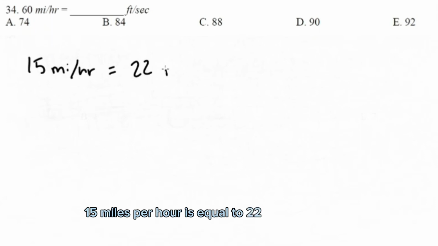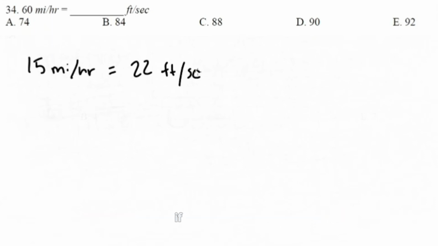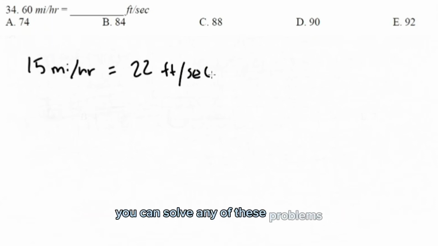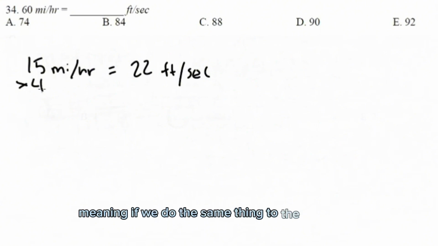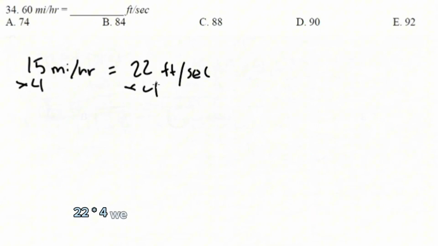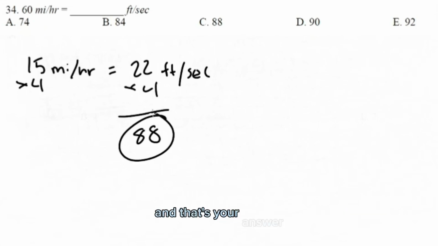Alright, so we can see that there's 60 miles per hour here. So when you're converting from miles per hour to feet per second, there's something very crucial that you need to know. 15 miles per hour is equal to 22 feet per second. If you know this, you can solve any of these problems. Alright, so 60 miles per hour. 60 is also just 15 times 4, meaning if we do the same thing to the other side, 22 times 4, we should get the amount of feet per second. 22 times 4 is 88, and that's your answer.